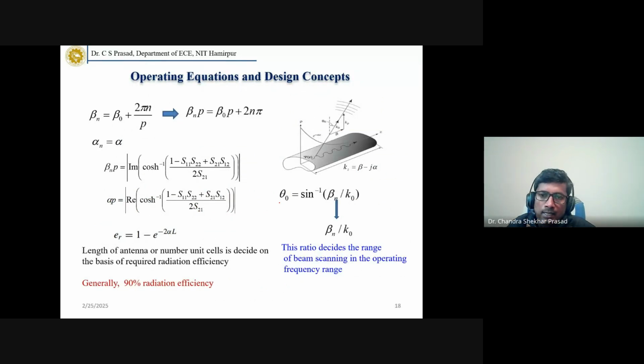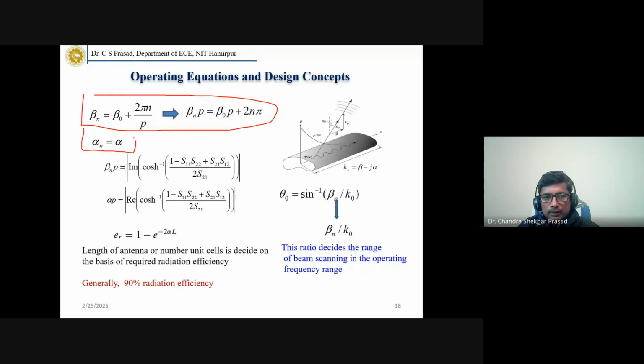So far I discussed the physics, or you can say the basic principle, of how to get this radiation from a leaky wave, and the different conditions for that. Now we have this equation and this equation, and these are in terms of beta. So how do we get this in simulations, or in measurement?